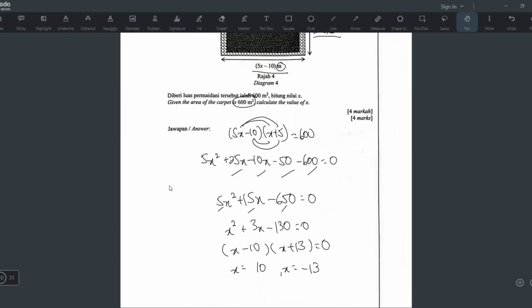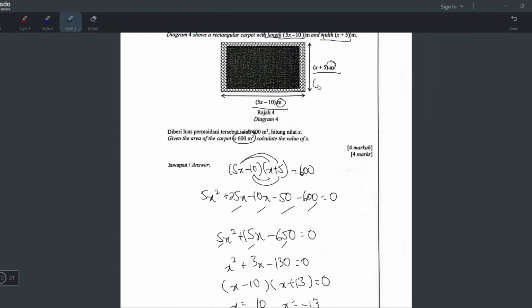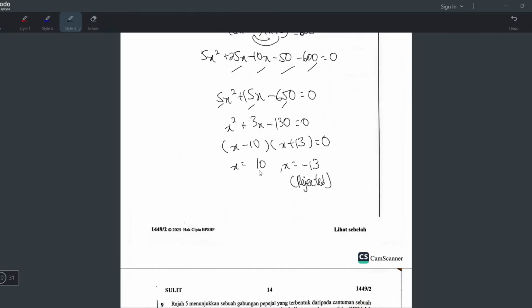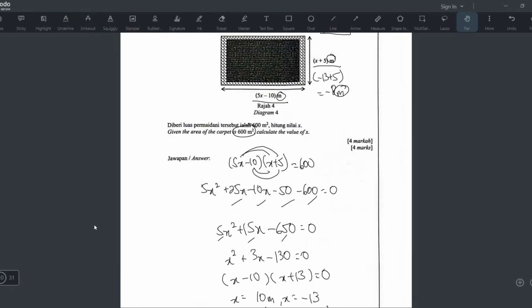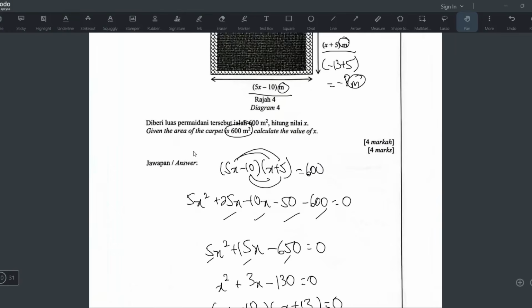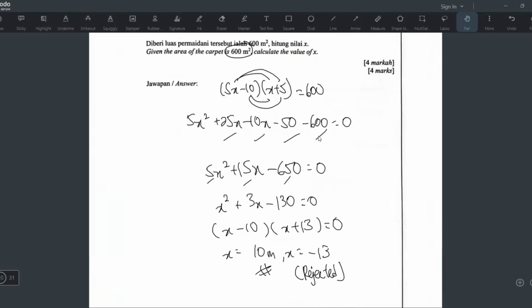So imagine if your X is negative 13. Cuba you ganti masuk. Dia akan jadi negative 13 tambah 5 sini dapat negative 8 meter. But I want you to know meter tak ada negative. Panjang tak ada negative. So meter tak ada negative, cm tak ada negative. So we have to reject the answer here. So that means the only answer that makes sense is 10 meter. This is the correct answer. Okay. And also they already say calculate value of X. Value is singular, right? Single. So means X ada satu jawapan sajalah. Okay. Alright. So that's all.